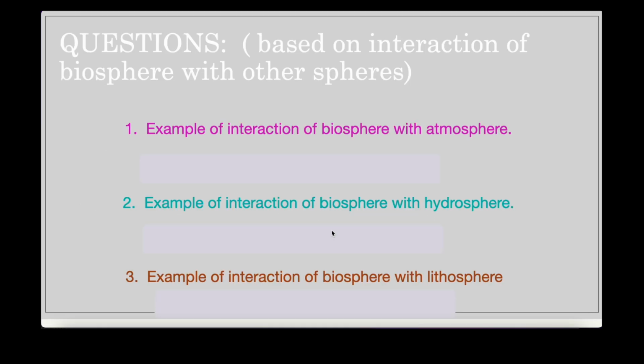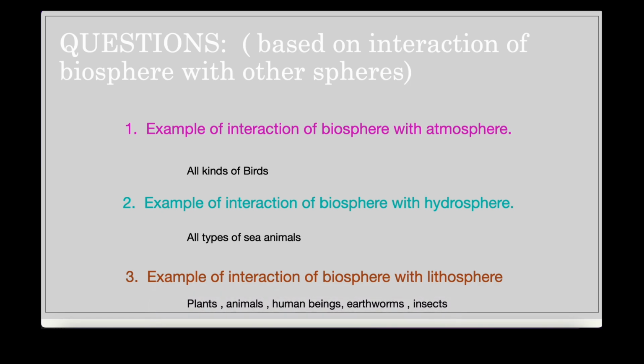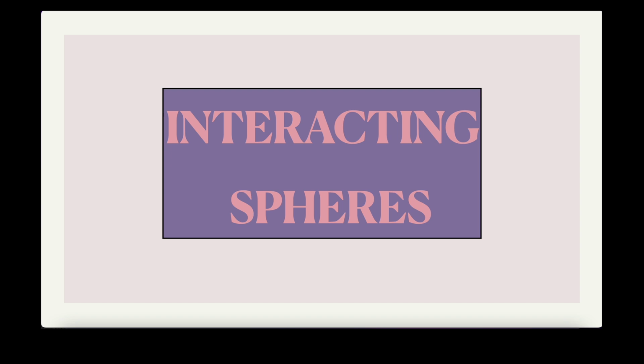Moving on to the next slide. Example of interaction of biosphere with atmosphere: all kinds of birds, yes. Example of interaction of biosphere with hydrosphere: all types of sea animals. Example of interaction of biosphere with lithosphere: plants, animals, human beings, earthworms, and insects. Now let's see how these spheres interact with each other.